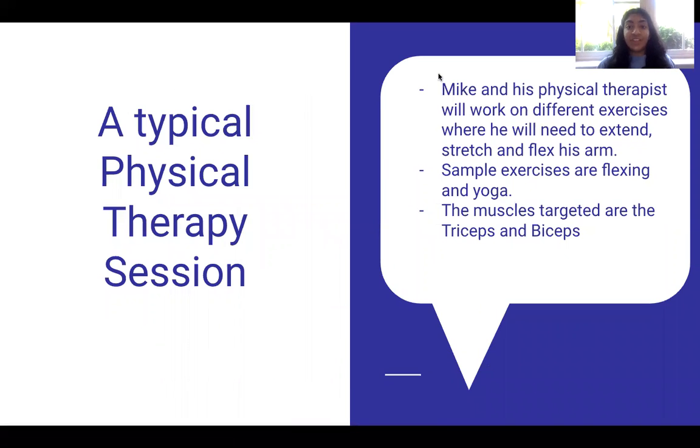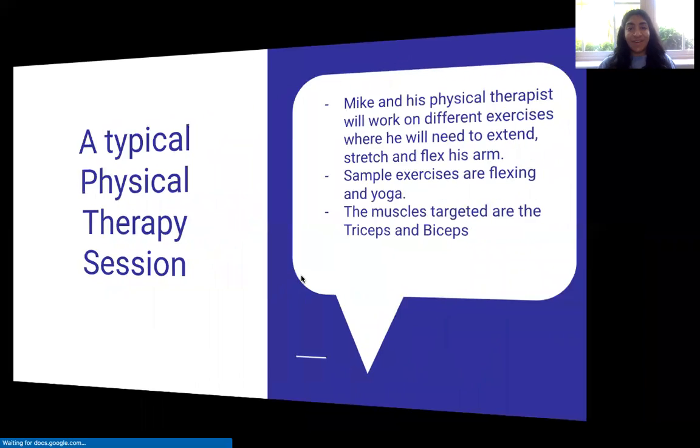A typical physical therapy session: Mike and his physical therapist will work on different exercises where he will need to extend, stretch, and flex his arm. A few sample exercises are flexing and yoga. These muscles are targeted on the triceps and biceps.